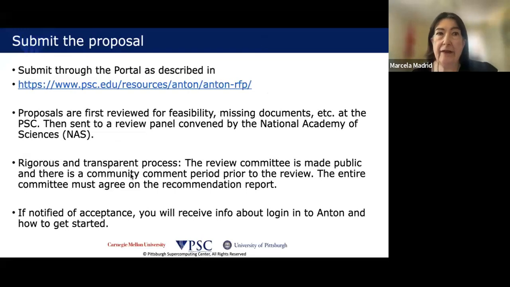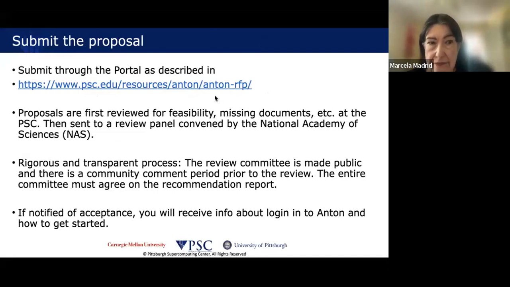And then after all that preparation, you go to the portal and submit the proposal. This is explained at this URL, which is psc.edu/resources/Anton RFP.